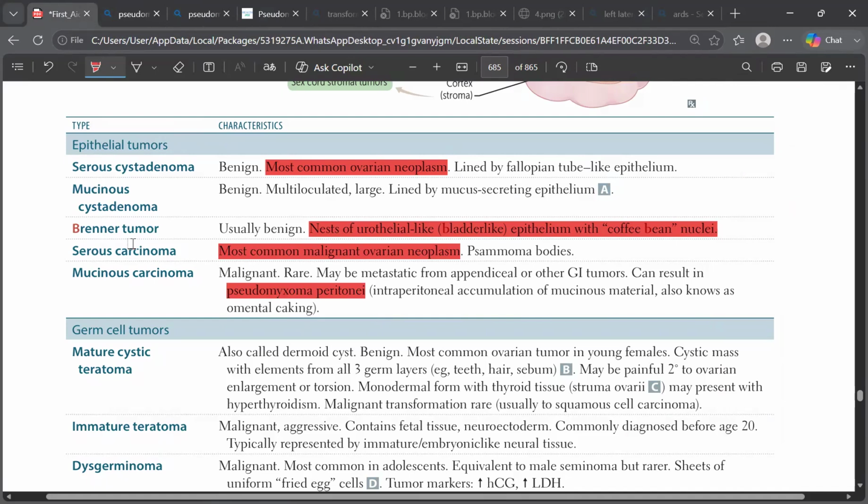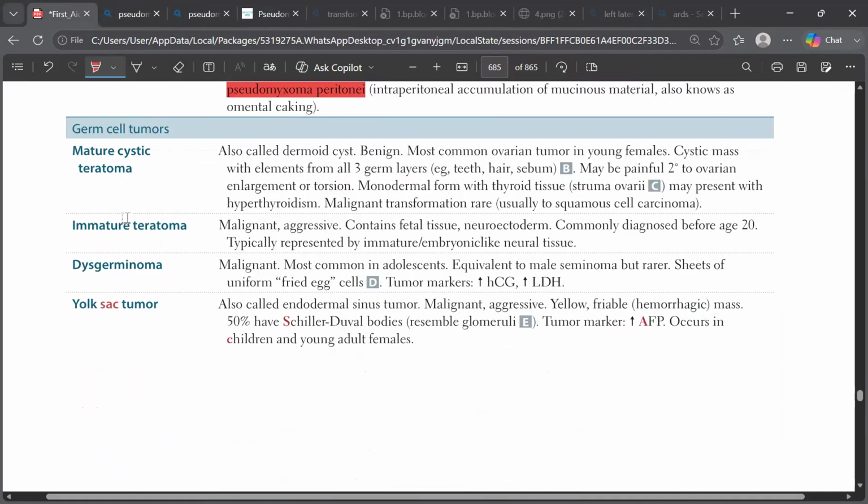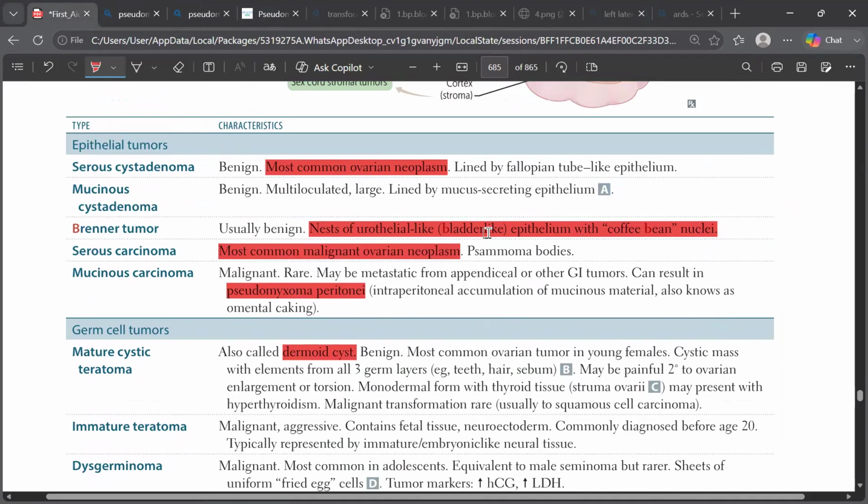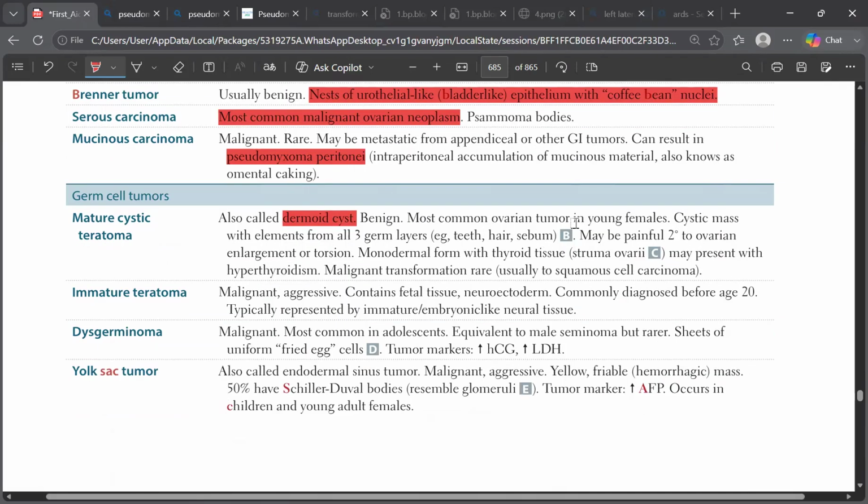Then there are germ cell tumors that arise from the germ cell. They include mature cystic teratoma, also called dermoid cyst. It is benign. It is the most common ovarian tumor in young females. It is the most common cystic mass, with elements from all three germ layers: teeth, hair, sebum. It may be painful secondary to ovarian enlargement or torsion. Monodermal form with thyroid tissue, struma ovarii, may present with hyperthyroidism. Malignant transformation is rare, usually squamous cell carcinoma.